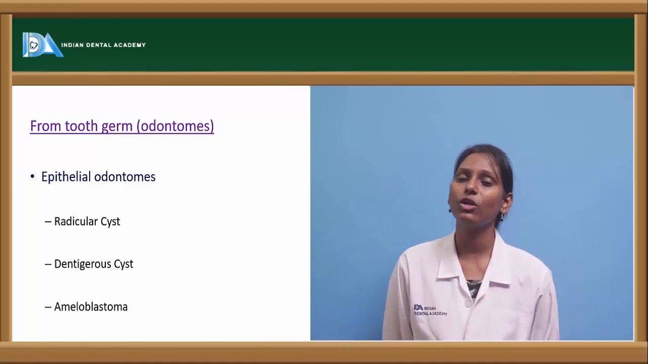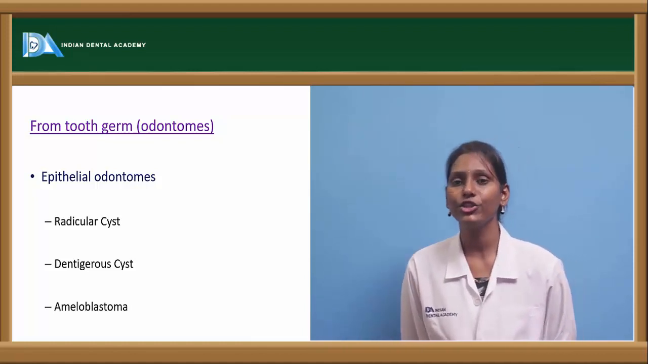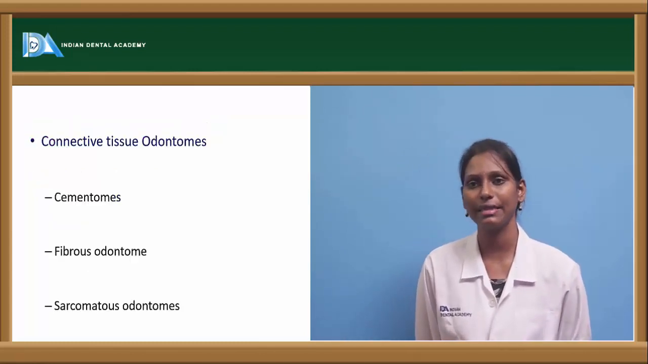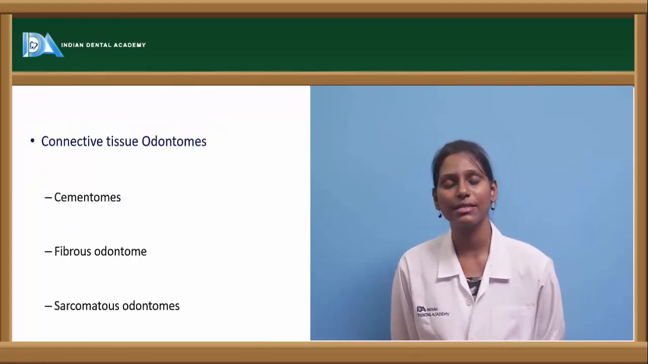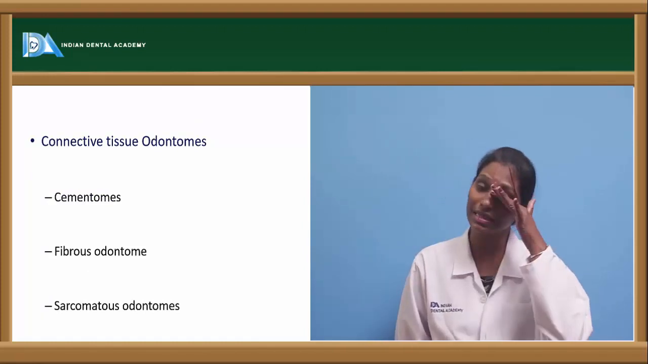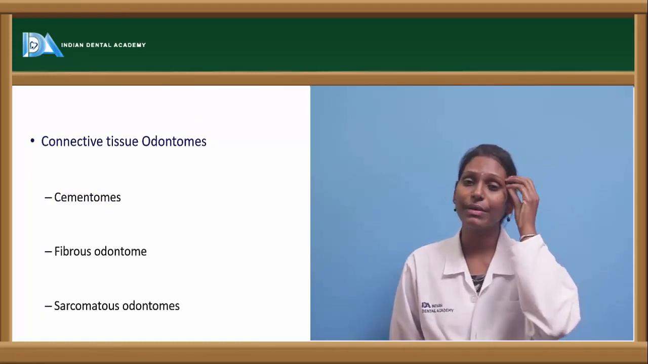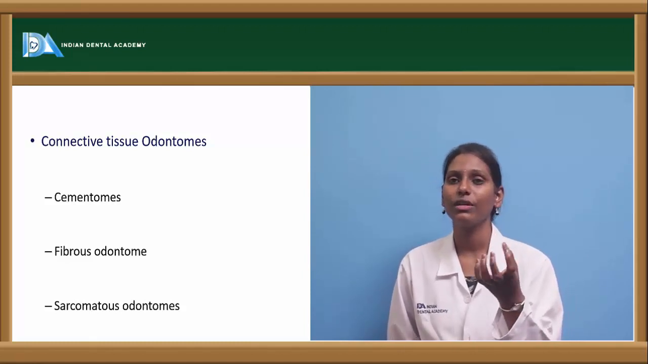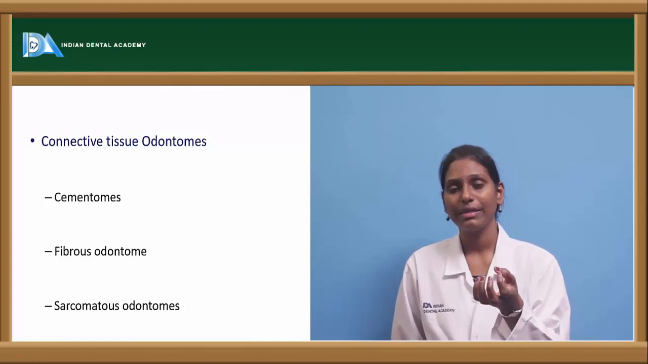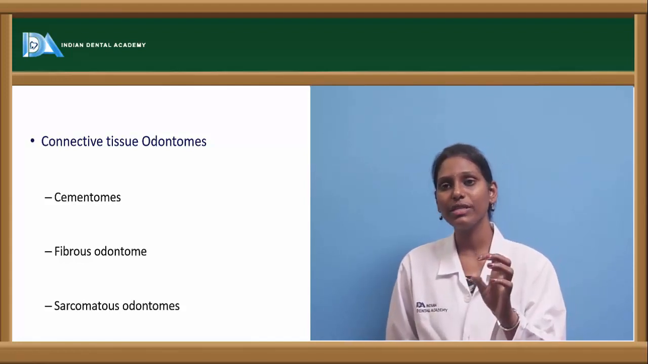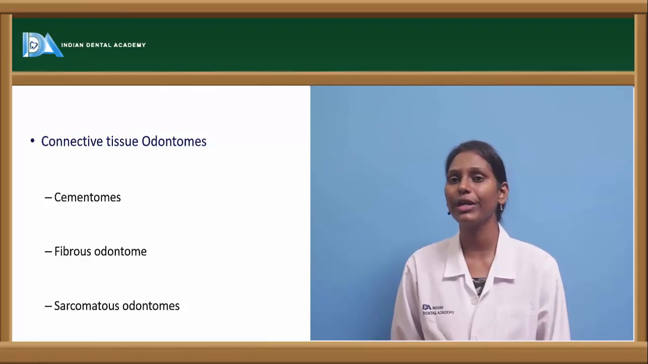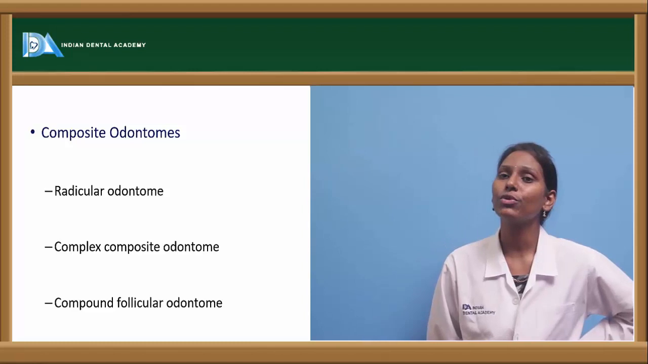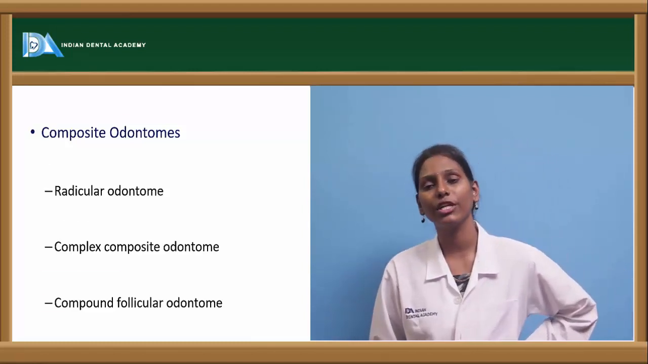And we have something called ameloblastoma. It is again a benign tumor of the jaws, also an example of epithelial odontome, which we'll also discuss in detail. And we have connective tissue odontomes like cementomas. Cementoma is nothing but abnormal proliferation of the cementum, a benign tumor of the cemental cells, where we can see a bulk attached to the root surface. We have fibrous odontomes and sarcomatous odontomes. Coming to composite odontomes, we have radicular odontome, complex composite odontome, and compound follicular odontomes.